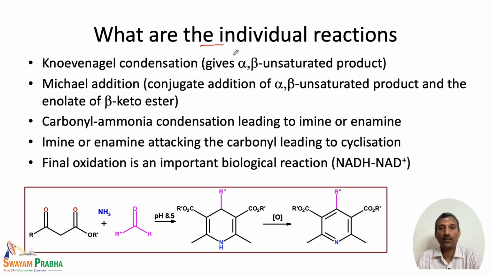So, if we look at the individual reactions involved in the formation of pyridine, we have a Knoevenagel condensation reaction to give the alpha beta unsaturated product. We also have a Michael addition, that is a conjugate addition of this alpha beta unsaturated product and the enolate of the beta ketoester. So, now you will understand how the reaction proceeds. First we form an alpha beta unsaturated product, and this reacts with the corresponding enolate of the beta ketoester, and then the carbonyl ammonia condensation leads to the imine or enamine depending on how the reaction proceeds. Finally, this imine or enamine attacks one of the carbonyl groups, leading to cyclization. So, these are the crucial individual reactions involved in dihydropyridine formation, and once the dihydropyridine is formed, it finally has to undergo oxidation to give the corresponding pyridine derivative.